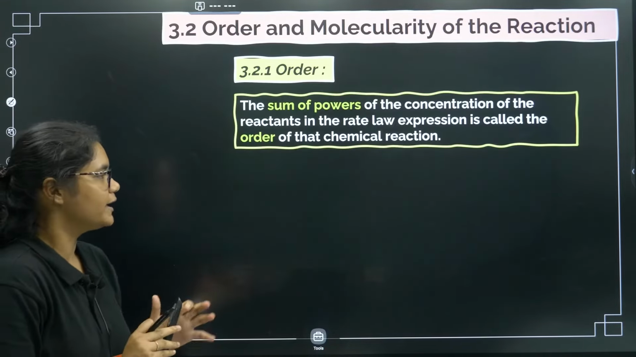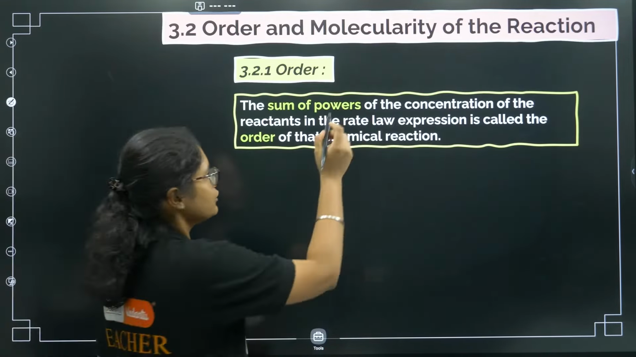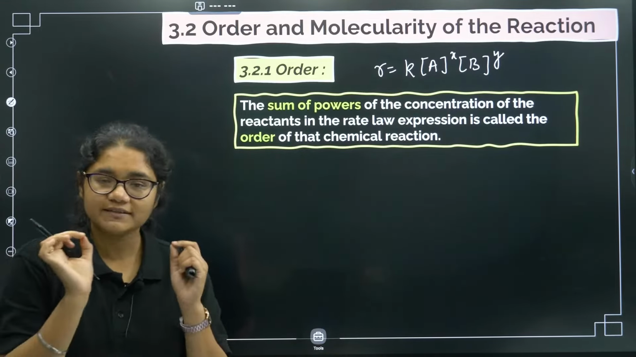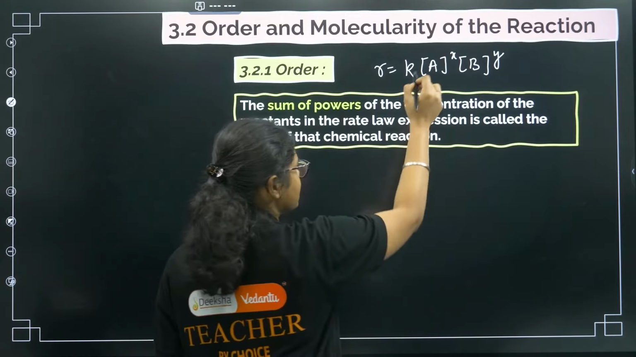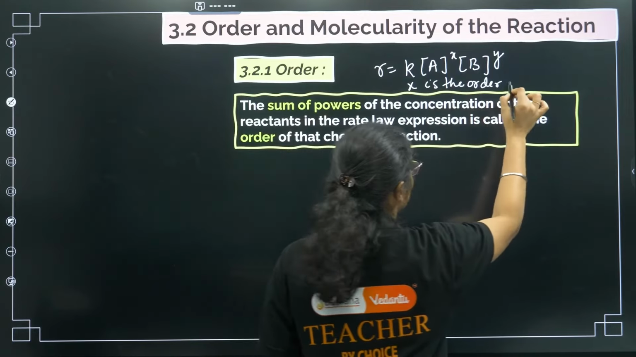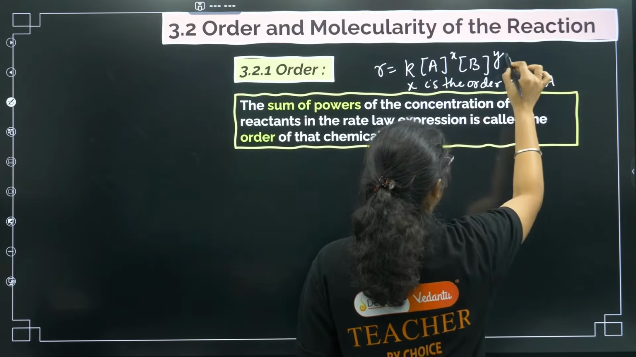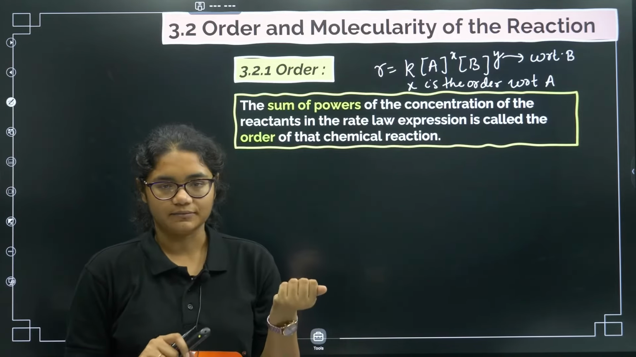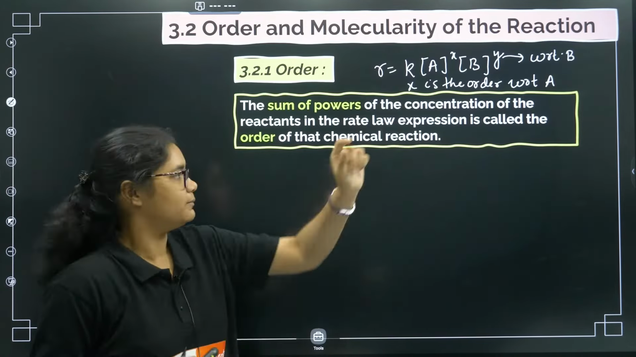Okay, now in the rate law you have seen that R is equal to K into A to the power of X and B to the power of Y. Then what are this X and Y? What do we call them? So there's a name for that. We will call X the order with respect to A, and Y is the order with respect to B. Okay. Now if they ask what is the order of the overall reaction, the reaction order will be X plus Y. Order of A is X, order of B is Y, order of the reaction is X plus Y.